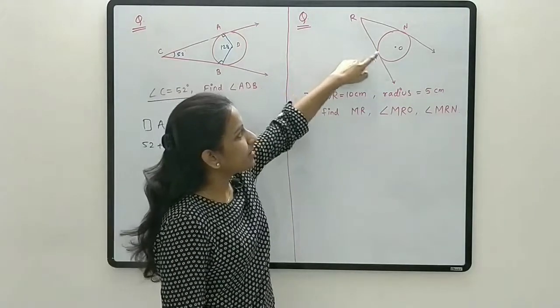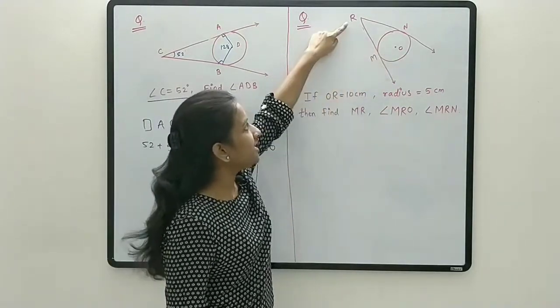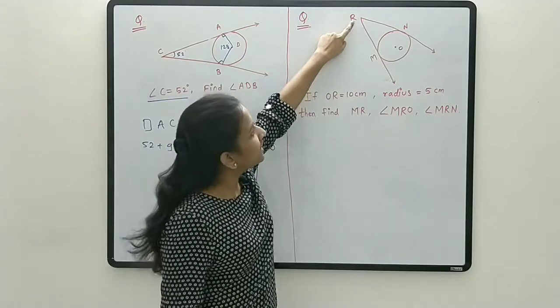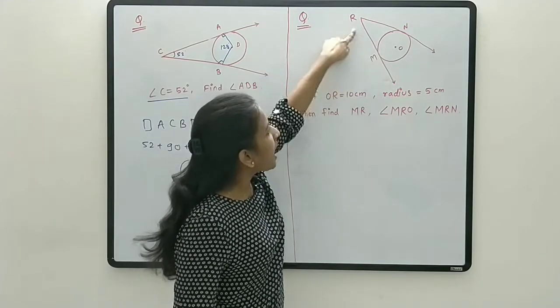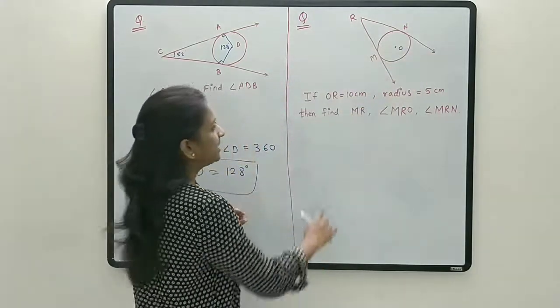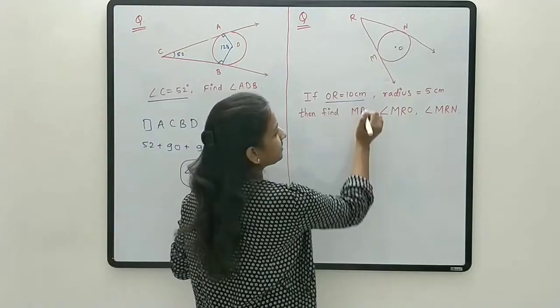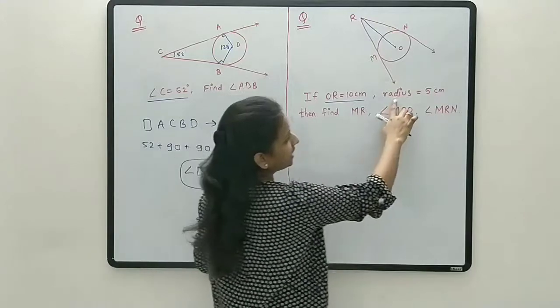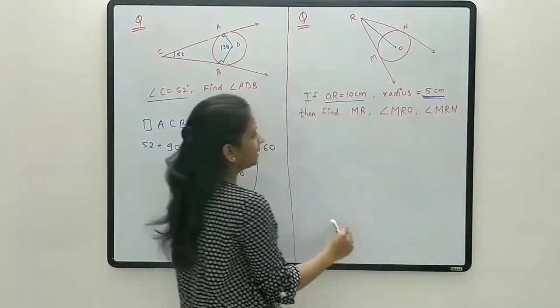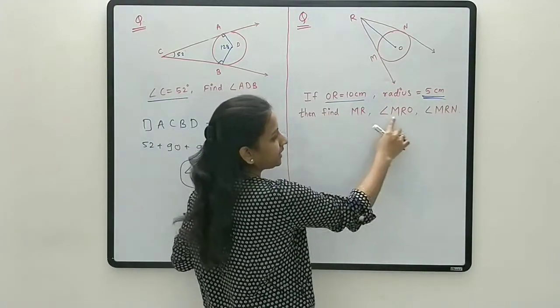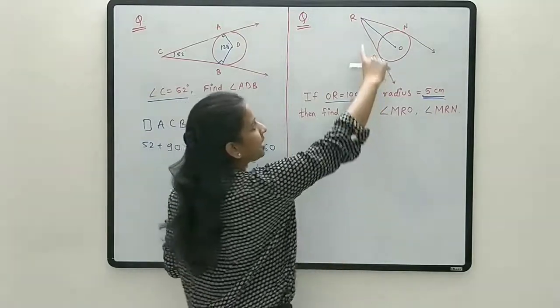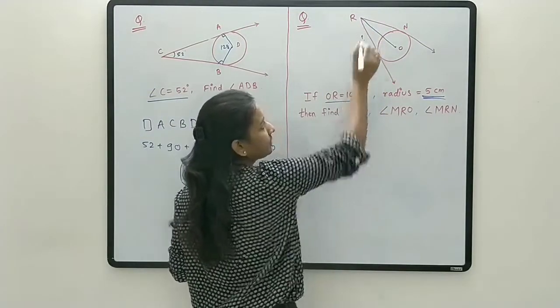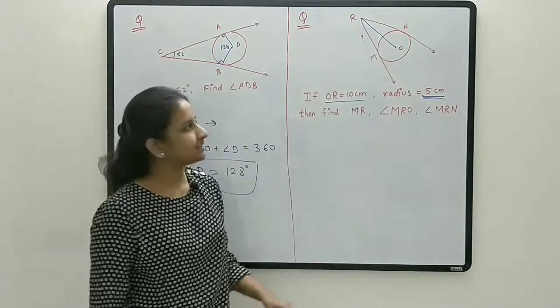Here in this problem, O is the center of the circle and from an external point, two tangents are drawn, RM and RN. Fine. If OR is 10 centimeters, this length is 10 centimeters, and the radius of the circle is 5 centimeters, then we have to find MR and these two angles. We have to find this distance.